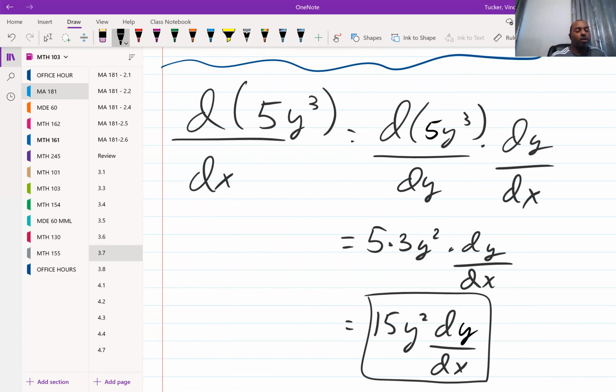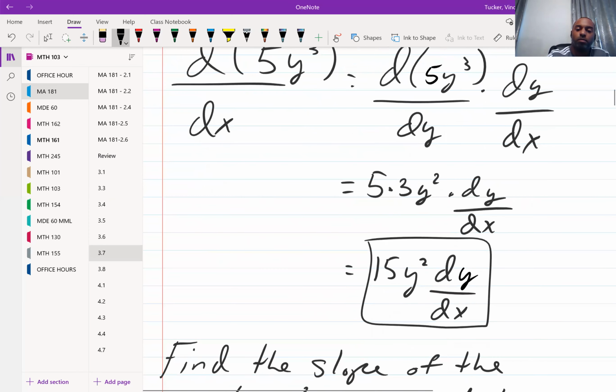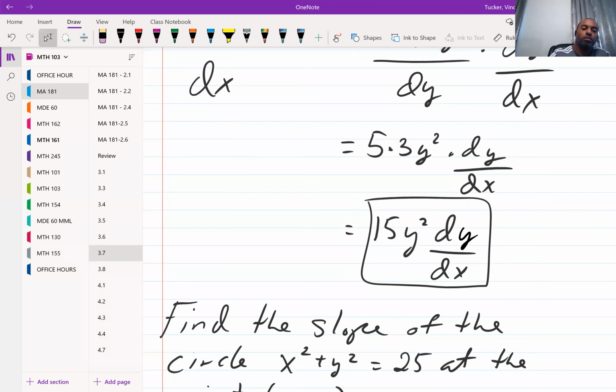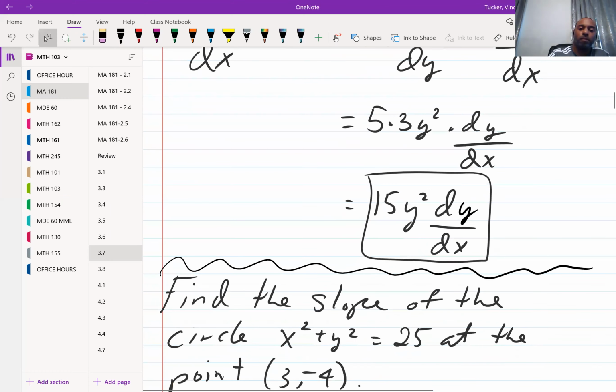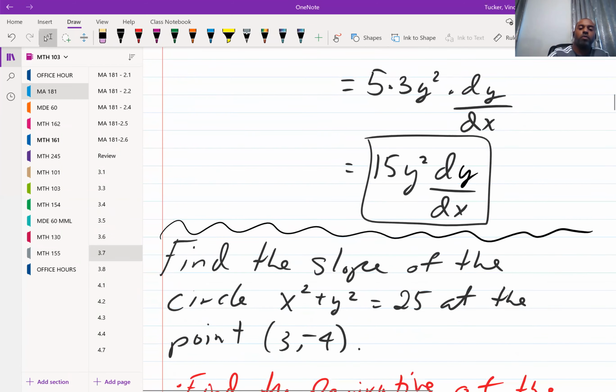Any problems so far? All right. Here it says find the slope of the circle x squared plus y squared equals 25 at the point (3, -4).